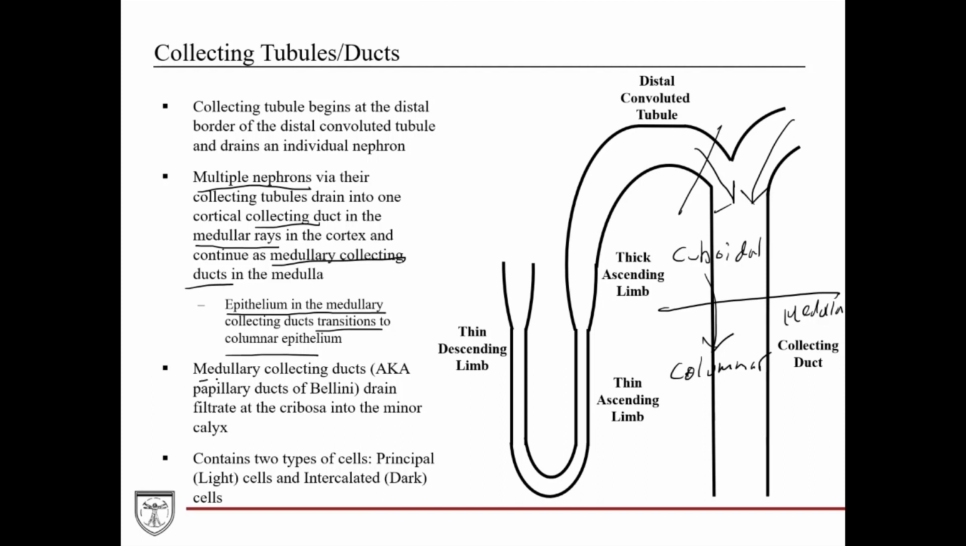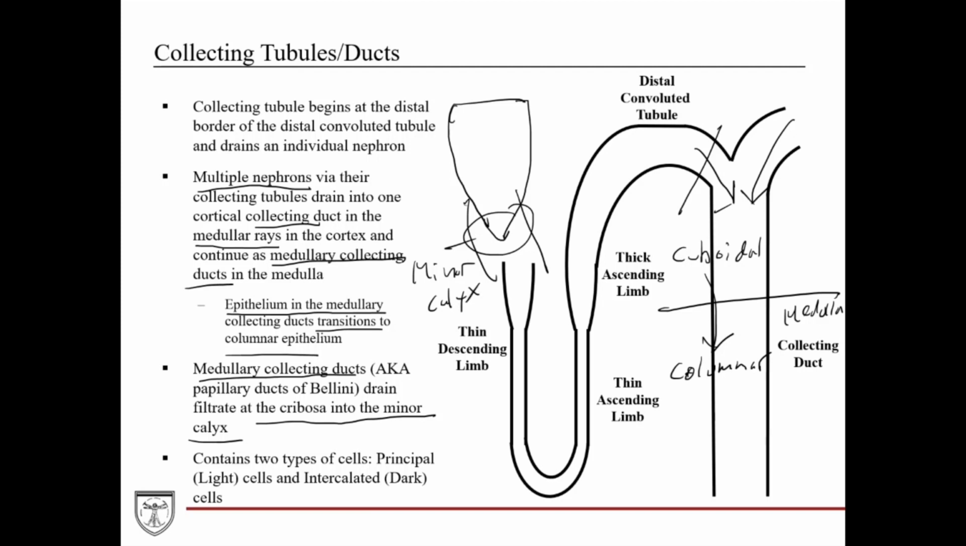Then you have the medullary collecting ducts, also known as the papillary ducts of Bellini, that drain the filtrate at the papilla into the minor calyx. And so that's again at the papilla of these medullary pyramids like this, and then you have the minor calyx here.